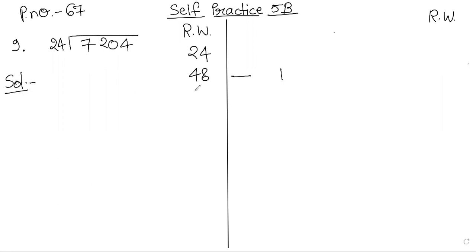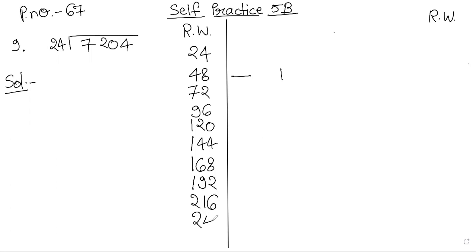24, 48, 72, 96, then 120, 144, 168, 192, 216 and 240. Now to solve this question, we will copy down the question as it is. Now compare. The divisor is of 2 digits, so we will choose the leftmost 2 digits of the dividend. Now try to identify how many times you can divide 72 by 24.